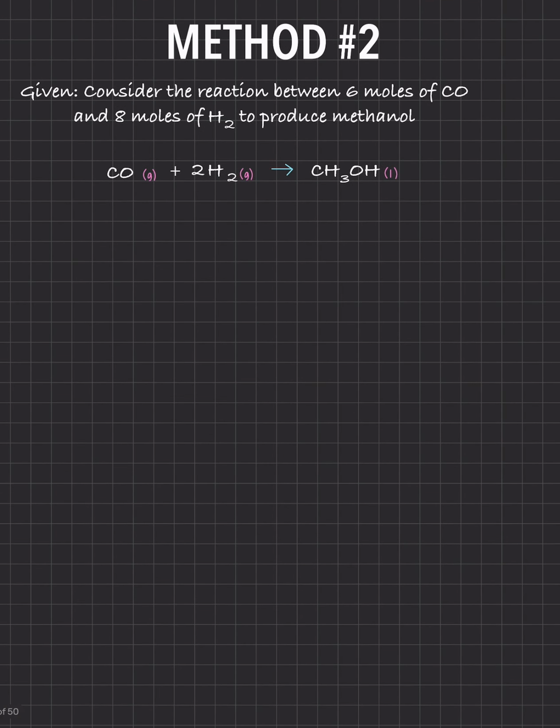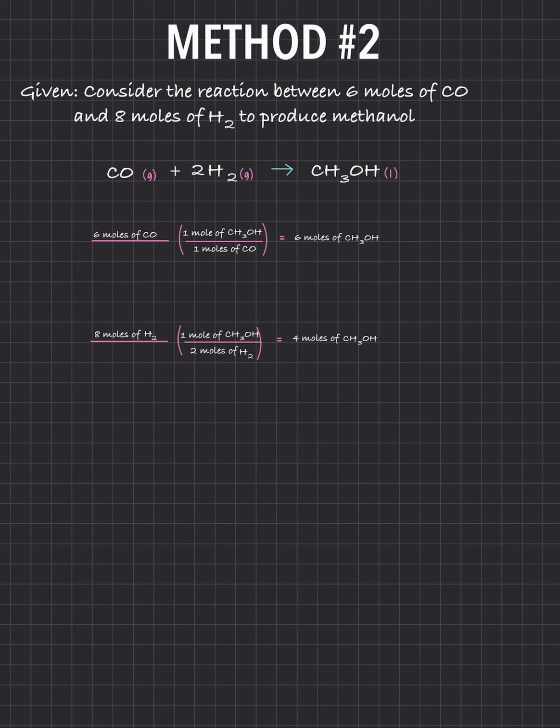So this is our next problem. It says consider the reaction between 6 moles of CO and 8 moles of H2 to produce methanol. Again, it's the same problem. So you have 6 moles of CO, and you would need 1 mole of CO per every mole of methanol, and you would have 6 moles of methanol. Now, you would have 8 moles of H2. You use 2 moles of H2 for every methanol. And you're going to produce 4 moles of methanol.